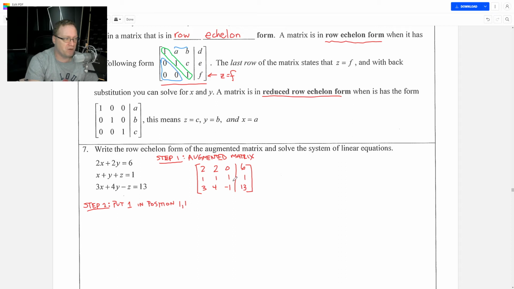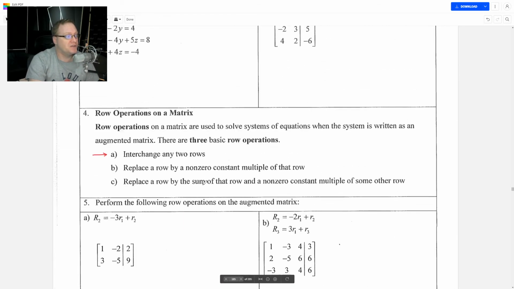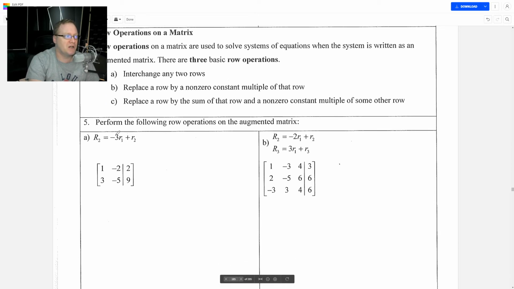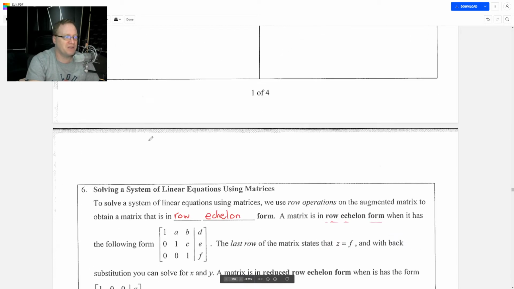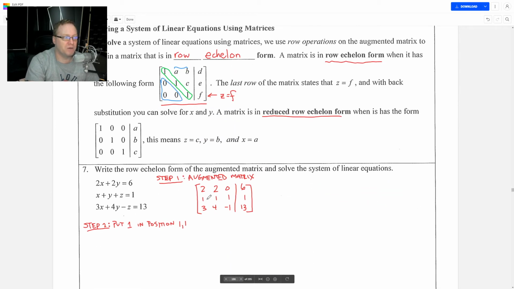If we move row 2 into the row 1 position and put row 1 into the row 2 position, then we did step 1. Check, because we put a 1 in position 1, 1. That's one way we could do it. I'm not going to use that way right now, but you could do that. The other thing we can do is replace a row by a non-zero constant multiple of the row. That means we can multiply the row by a number that is not 0. You can't use 0, but you could use any other number.